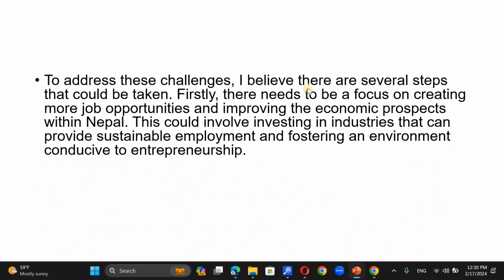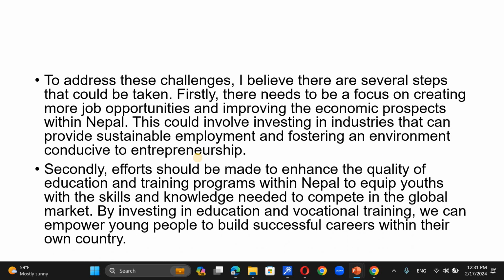To address these challenges, I believe there are several steps that could be taken. Firstly, there needs to be a focus on creating more job opportunities and improving the economic prospects within Nepal. This could involve investing in industries that can provide sustainable employment and fostering an environment conducive to entrepreneurship. Secondly, efforts should be made to enhance the quality of education and training programs within Nepal and to equip youth with the skills and knowledge needed to compete in the global market.